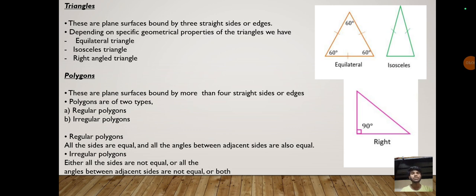And polygons: these are plane surfaces bounded by more than four straight sides or edges. Polygons are of two types, regular polygon and irregular polygon. In regular polygons, all the sides are equal and all angles between adjacent sides are also equal. In irregular polygons, either all the sides are not equal, or the angles between adjacent sides are not equal, or both.